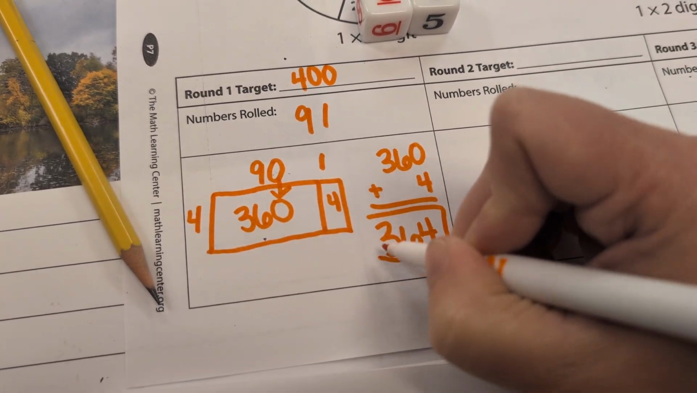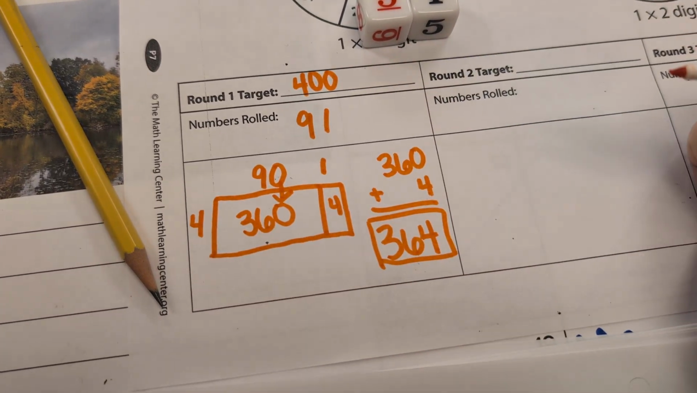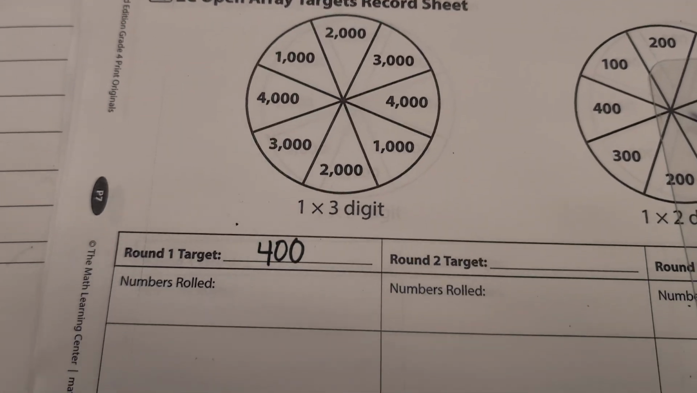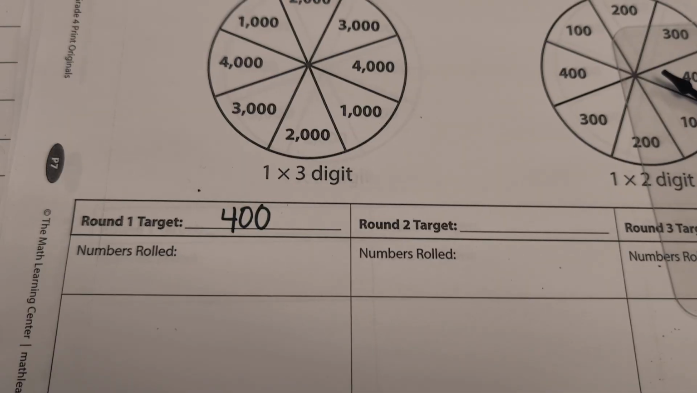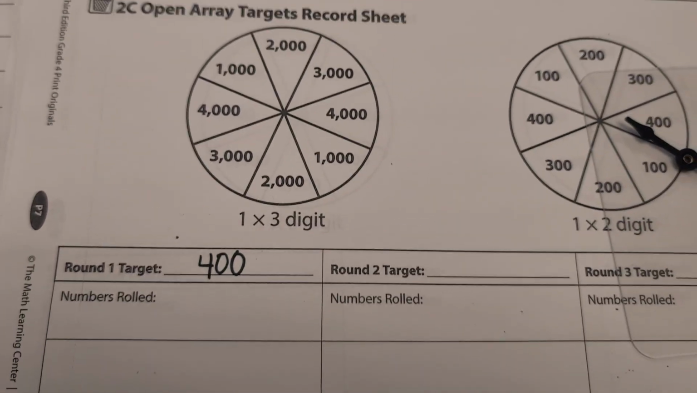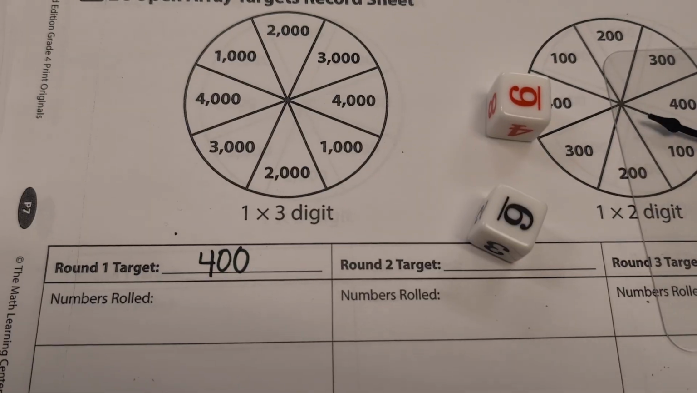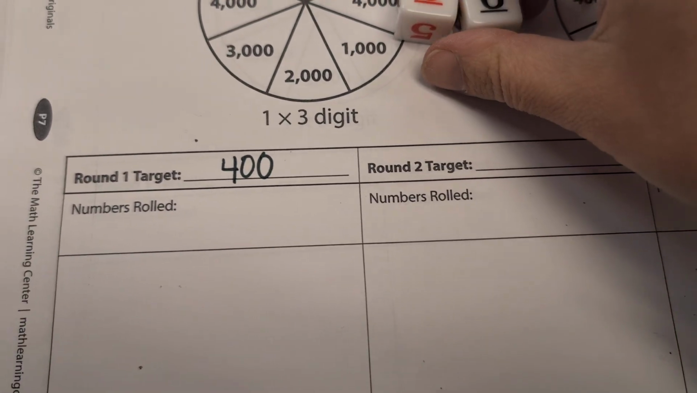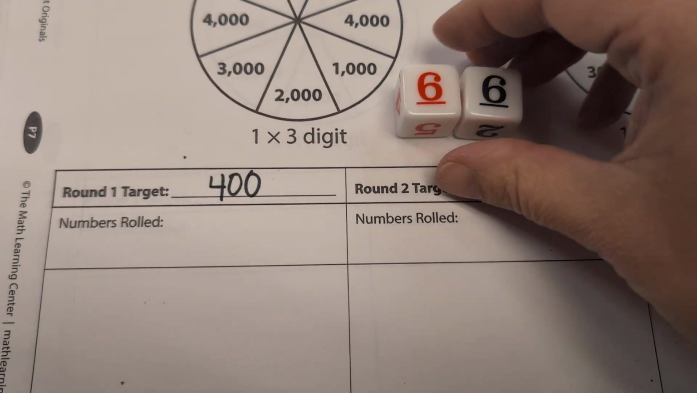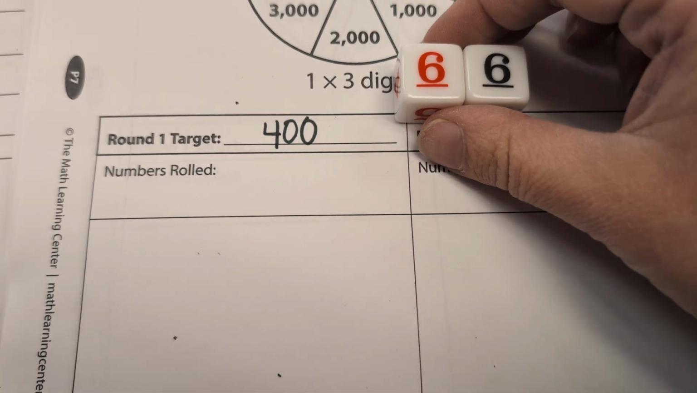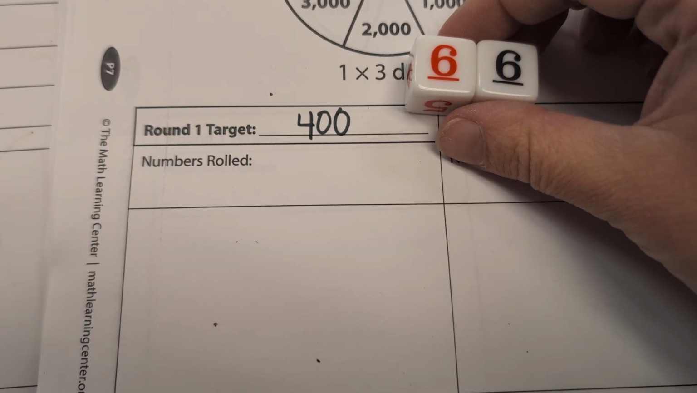That's not super close to 400, so you might do better than I on this round. Remember, the goal is to get as close as possible to our target number. So now the next person gets to roll, and I have a student roll for me, and they get 2 6s. So in this case, if you get a double, there's no way of making a different number. You have only the option of 66.